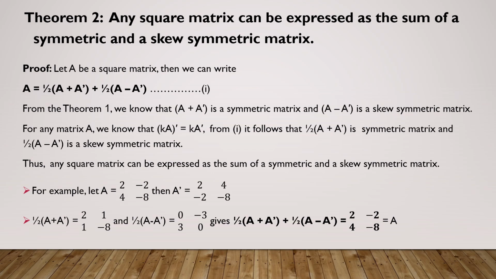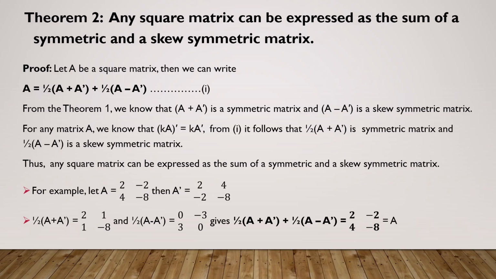Let us see. Suppose you have a matrix A, then can you write A as half of A plus A transpose plus half of A minus A transpose? Yes, because A transpose will get cancelled. Half A plus half A is A.